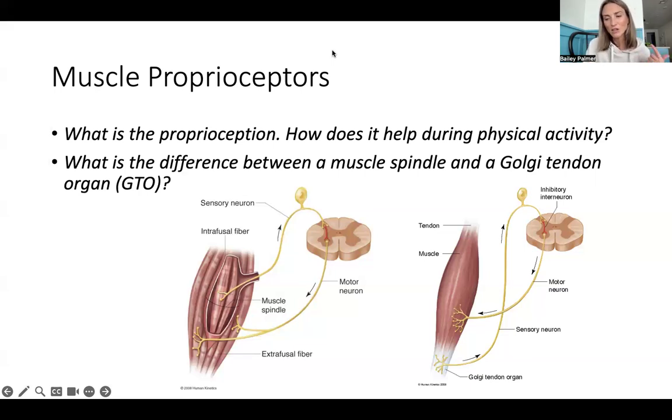This is a learned response, though. This takes practice, it takes a lot of experience in order to inhibit that GTO. And what this does is it allows us to be stronger submaximally. So it increases our submaximal force production and potentially maximal force production when we can inhibit and override that GTO.